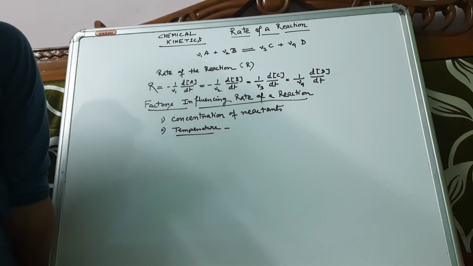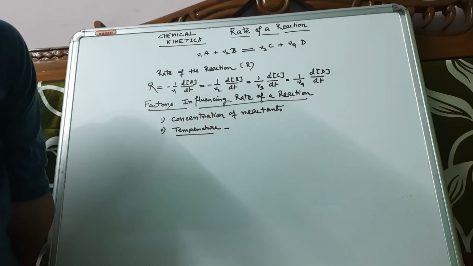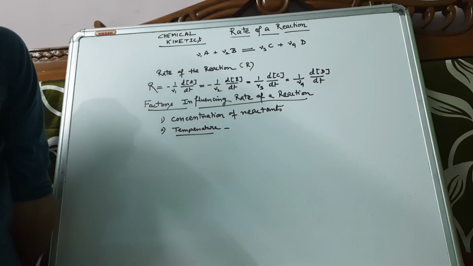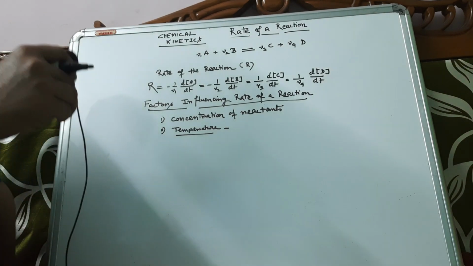As the temperature increases, the kinetic energy of the molecules also increases, so the rate of the collision also increases. As the rate of the collision increases, the rate of the chemical reaction also increases. So we can say that with the increase in temperature, the rate of a chemical reaction also increases. And it has been established that the rate of a chemical reaction nearly doubles on a 10-degree rise in temperature.